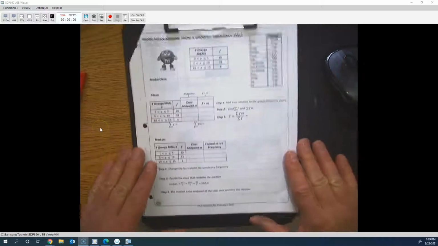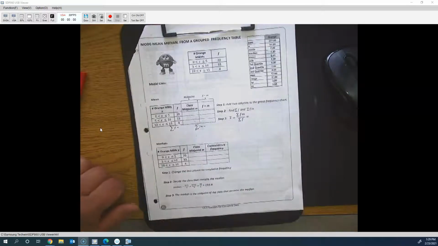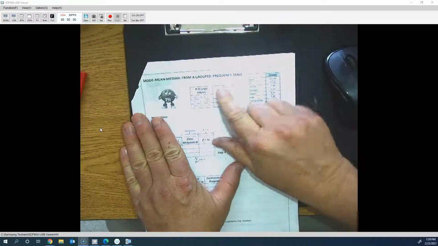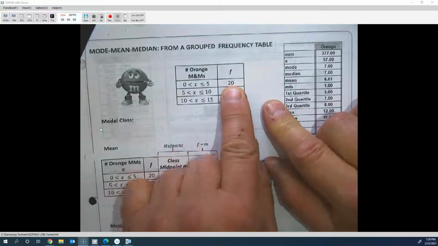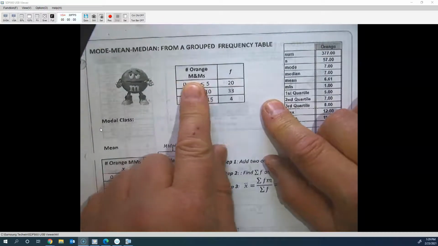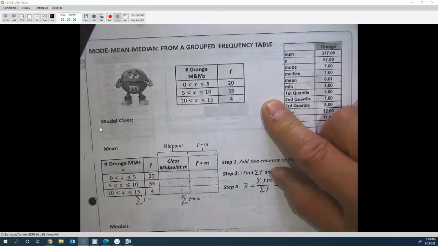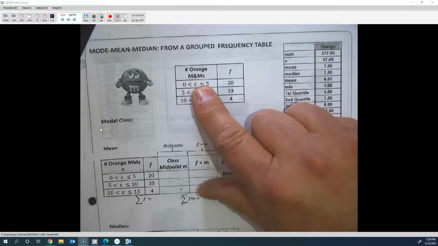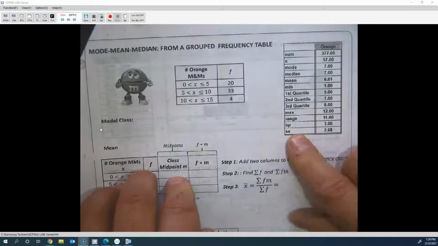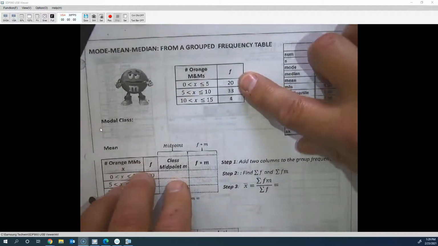Okay. So today we'll pick up how to find the mean, median, and mode of a grouped frequency table. Here we know there's 20 numbers that are between 0 and 5, but you don't know what they are. They could be any combination of numbers that are less than or equal to 5, but greater than 0. And there's 20 of them.